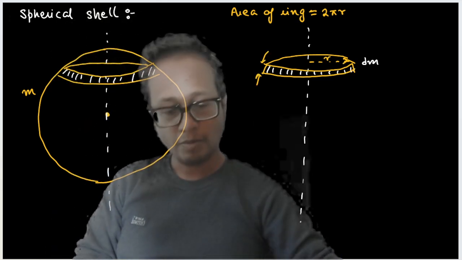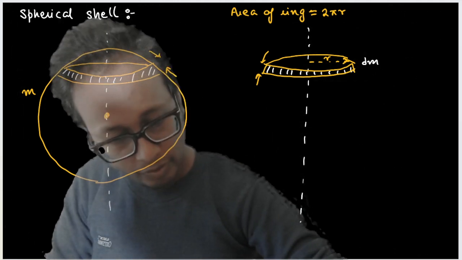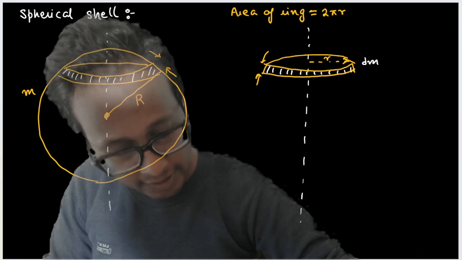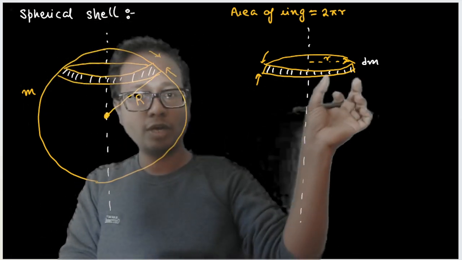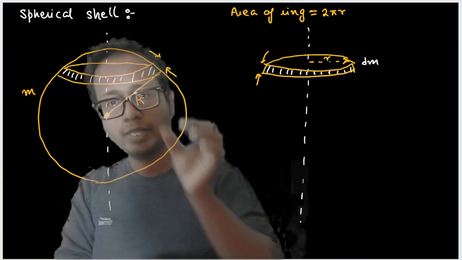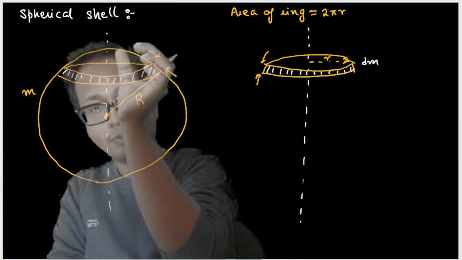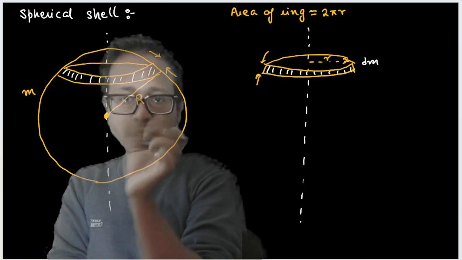Now, how much is this thickness? To find out this thickness, you have to take the radius of the shell. The radius of the shell is capital R. Understood this much? This is the radius of the shell, and small r is the radius of the ring. The radius of the ring will vary as I go from top to bottom. Out here, the radius of the ring would be very small. At the center, the radius of the ring would be very large.